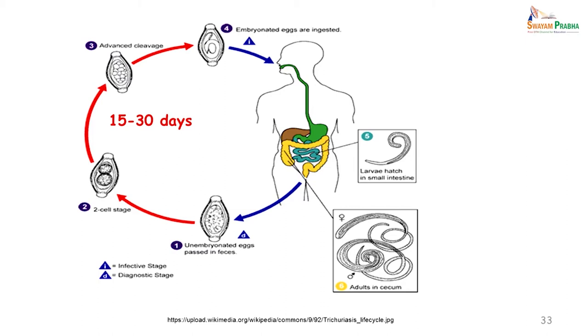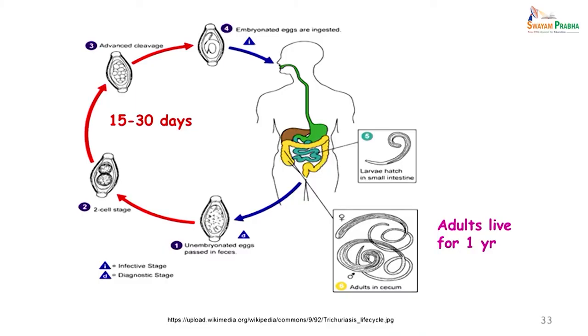When man ingests the eggs, the larvae are hatched in the small intestine. Now this larva is a good boy, doesn't go wandering anywhere, and just goes straight down to the cecum, where it matures into the adult worm. Now this adult worm will either lie in the cecum, or it may at the most go into the ascending colon. The lifespan of an adult worm is up to 1 year, and the female can lay 3000 to 20,000 eggs per day. So that's a large number of eggs, some of which may be embryonated and some may not be embryonated.